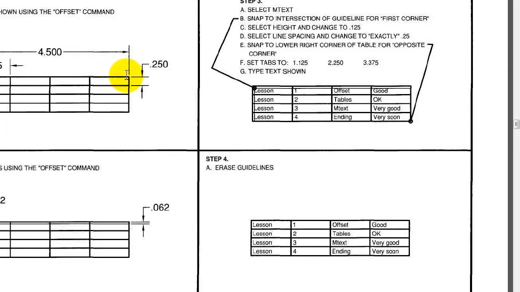So, rectangle. 4.5, 4.5 or 4.2? Yeah, 4.5. 4.5, comma 1. Alright, I'm just going to move this down just a little bit. Okay. And then looks like we have to offset that line by 0.25. So O enter 0.25.